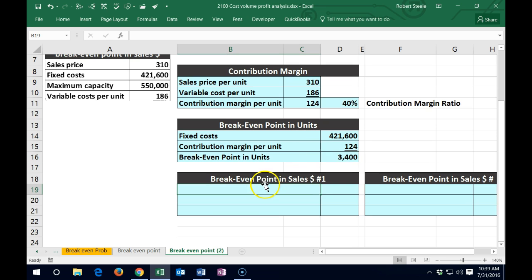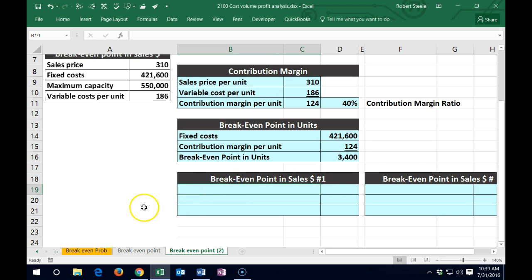So that's going to be that type of idea. Now, if we figure out the break-even point in sales, then we have to see how many dollars. This is how many units we're going to get, how many dollars are we going to get. Now, to me, when I think about this, I just think, well, if that's how many units we need to sell, why don't we just multiply that by the sales price? And that's going to be one way that we can do it.